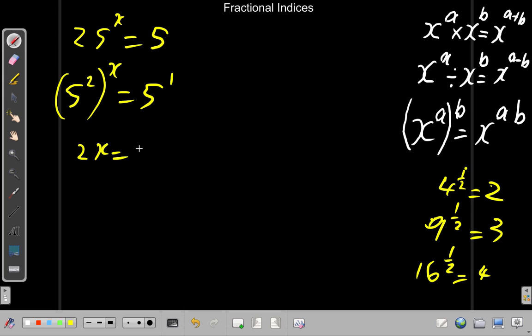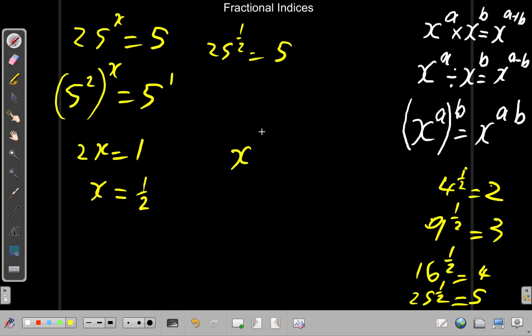Now 2x equals 1. When we transpose for x, x equals a half. So therefore 25 to the x, which is 25 to the half, equals 5. But the square root of 25 is 5. This seems to be saying that a number x raised to the power of a half means the same as the square root of x. A number to the half means the square root of x.